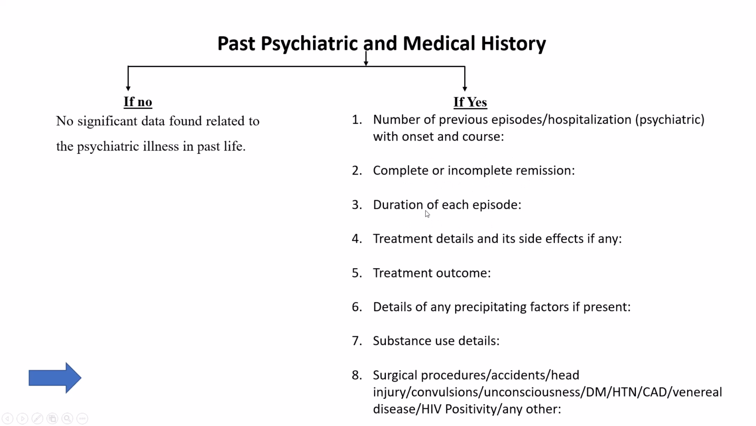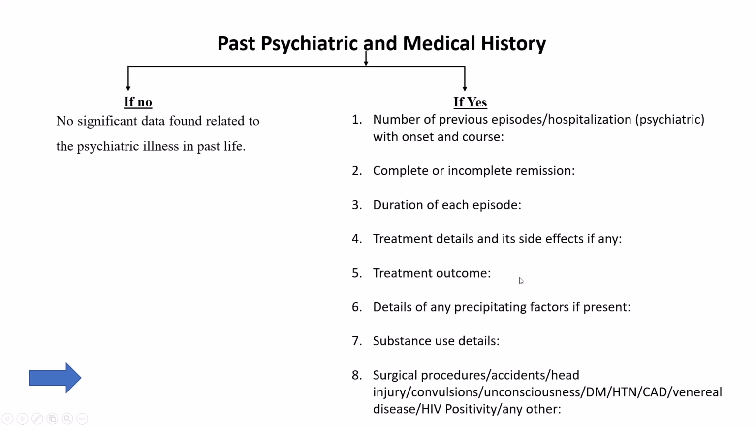Duration of each episode, that you have to write. Duration we already saw. Treatment details and its side effects, if any. So what treatment he had and what side effect he experienced, that you have to mention here. And treatment outcome. So what is the outcome? That we have to write.